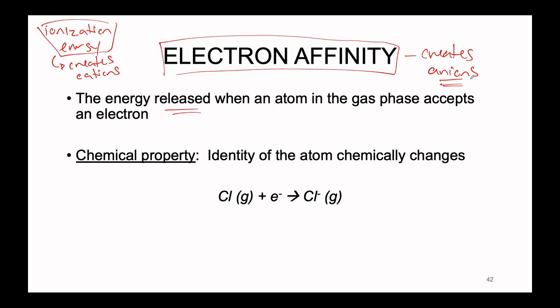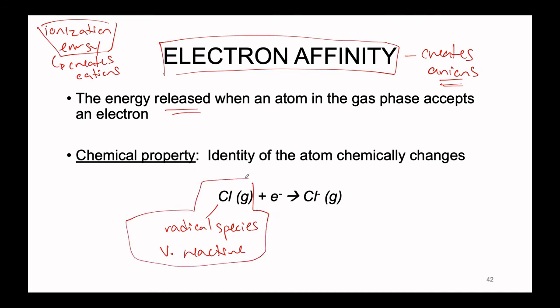Now this is a chemical property, just like the ionization energy, where the identity of the atom is going to chemically change. A really great example of this is the counterpart to sodium, which is chlorine. If we take chlorine gas in its natural form, this is a radical species. Similar to the sodium, it is going to be very reactive. I mean, it's so close to its noble gas configuration. It just wants one more electron. And as a result, it's going to be incredibly reactive in its pure elemental state.